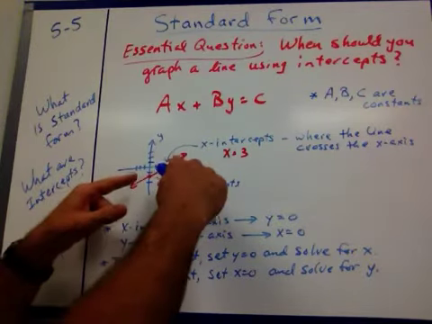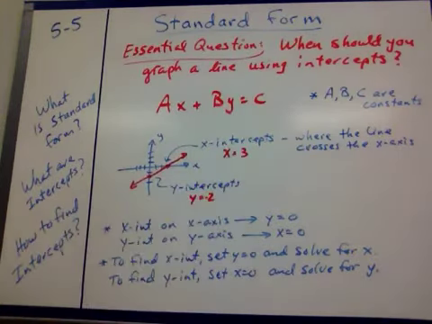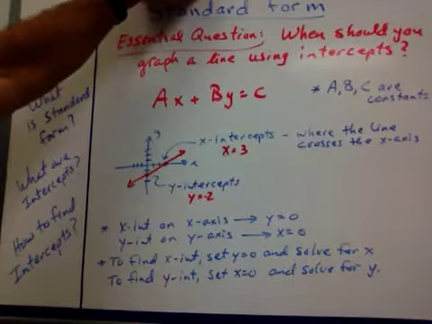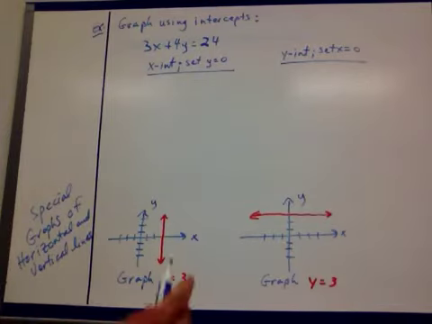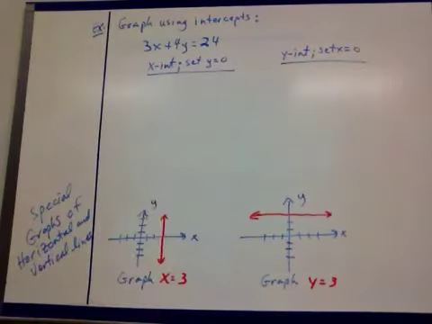So now you'd have 2 points, and you can draw your line through there. Let me show you how that works. Let's say you get this right here: graph using intercepts, 3x plus 4y equals 24. I don't want to solve for y and deal with fractions and whatnot. I can just find my x and y intercepts, take those 2 points, plot them and draw a line.